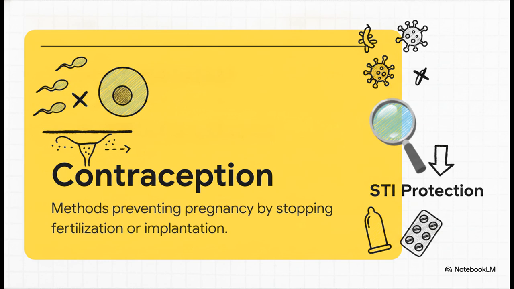But here is the major catch. These methods offer wildly varying degrees of protection against STIs. Think about it. Preventing a microscopic sperm cell versus preventing a viral transmission, those require completely different mechanical interventions. It's literally the biological difference between trying to stop a physical tank and trying to stop a computer virus.